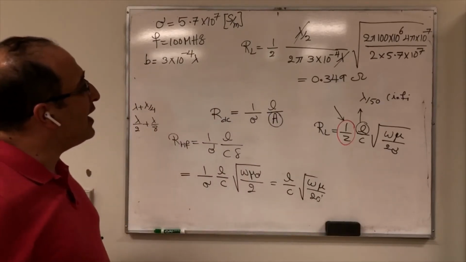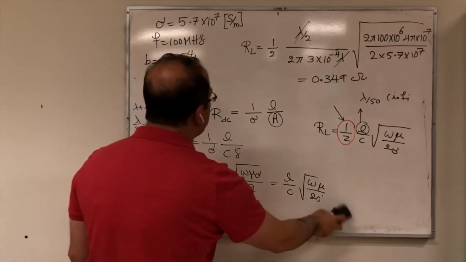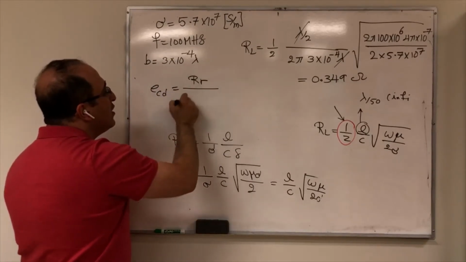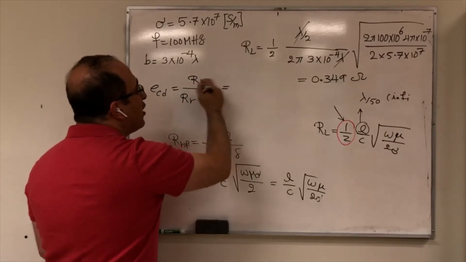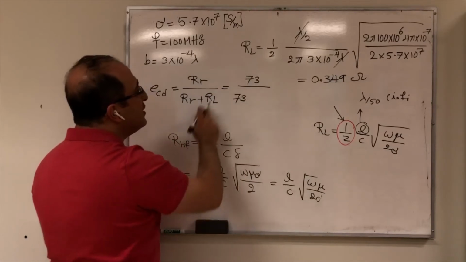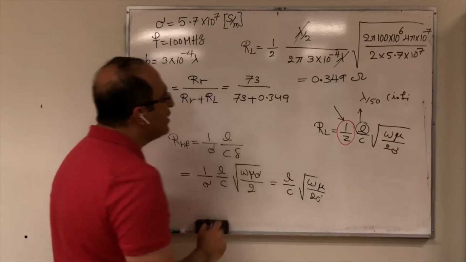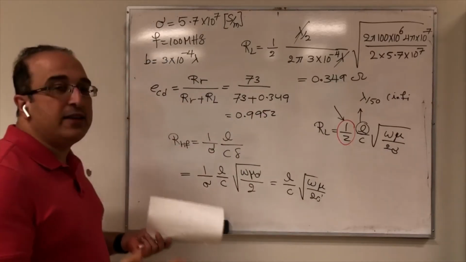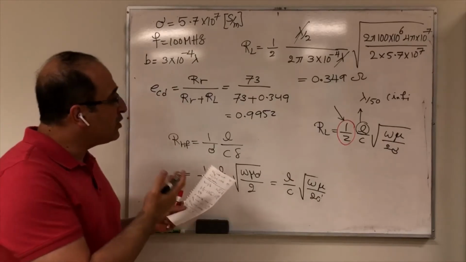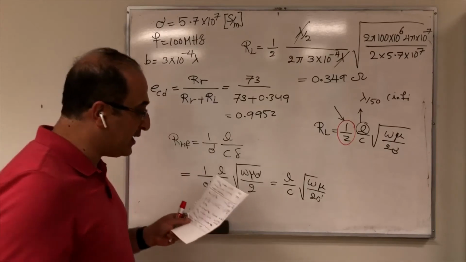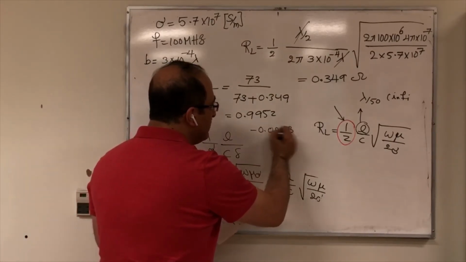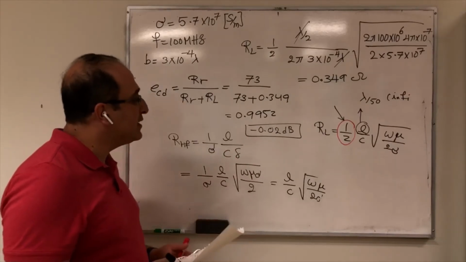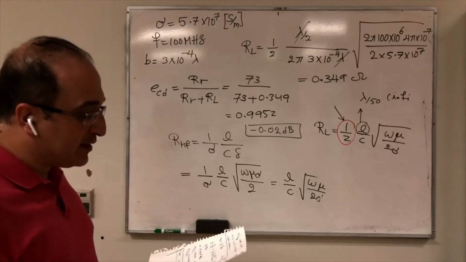Now, when you have this R_L, you can calculate the radiation efficiency of a half wavelength dipole antenna. And I can just write it here. Radiation efficiency is defined as R_R over R_R plus R_L. And R_R for half a wavelength was 73. R_L is 0.349. And this becomes equal to 99.52. So it's almost 99.5% radiation efficiency. You can convert that to dB by taking 10 log base 10, and that's going to be minus 0.02 dB. Remember, 0 dB essentially means 100% efficiency. So this is slightly less than 0 dB, minus 0.02. So this is the situation that we have.